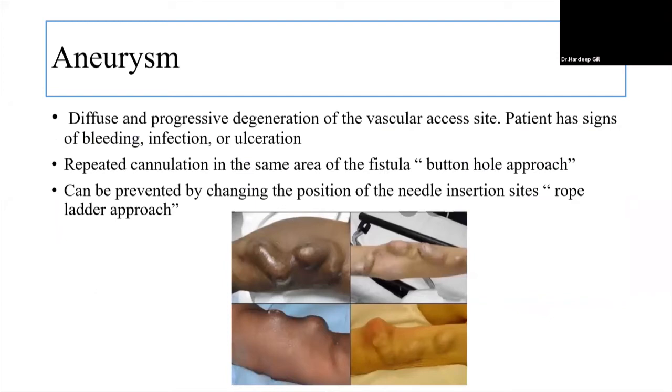Another complication that can actually threaten an AV access is aneurysm formation. So an aneurysm is a diffuse and progressive degeneration of the vascular access site, and the patient has signs of either bleeding, infection, or ulceration. And it happens from repeated cannulation in the same area of the fistula. That's a buttonhole approach, where 2 segments are chosen and we always cannulate those segments. Aneurysm formation can be reduced, if not prevented, by changing the position of the needle insertion sites, and that's a rope ladder approach. So this is how aneurysms look in long-standing fistulas and the areas which have been needled repeatedly.